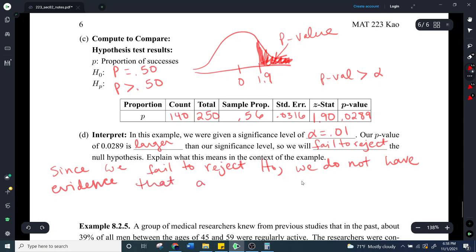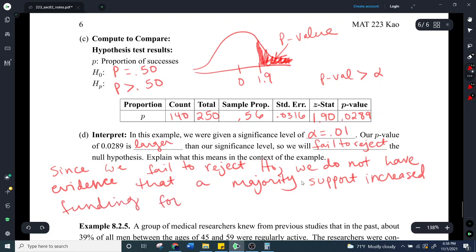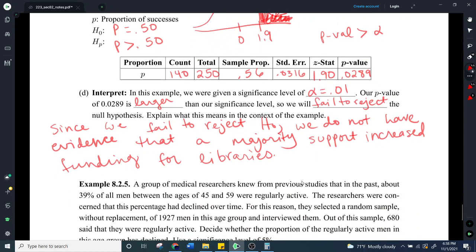that a majority, right? Because our alternative hypothesis was that a majority support increased funding for libraries. So this gives us a way to kind of measure the pulse of what we think is happening. We think that based on this sample, there is not enough support. We don't have a majority support for increased funding for libraries based on this sample.